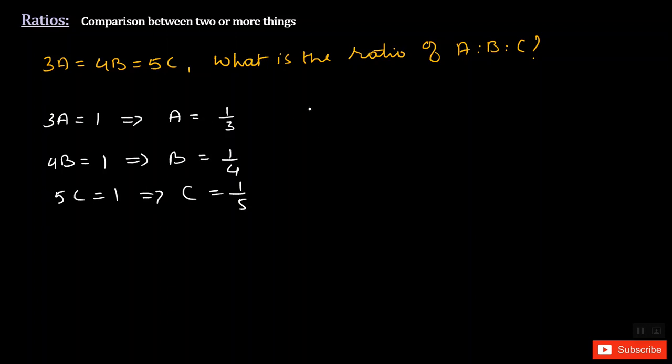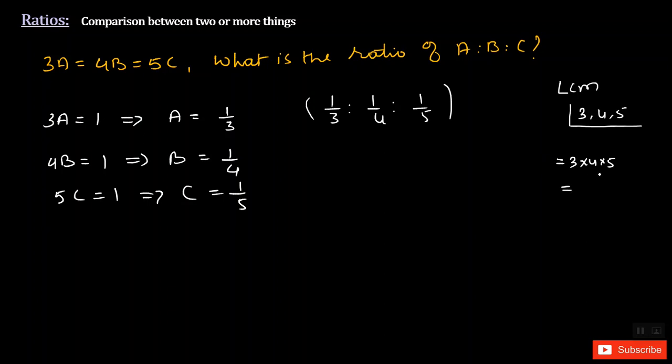So the ratio here is 1/3, 1/4, 1/5. But we can't represent the ratio in terms of fractions. Then what else can we do? You have to find the least common multiple of the denominators, so the LCM of 3, 4 and 5. As 3, 4 and 5 are completely different, they won't appear in a common table. So the least common multiple is 3 times 4 times 5, that is 12, and 12 times 5 is 60.